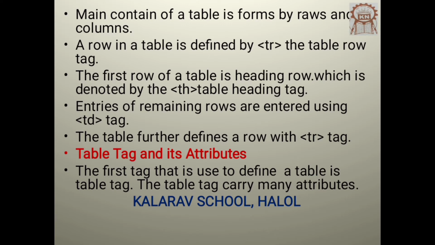Main content of a table is formed by rows and columns. A row in a table is defined by the tr table row tag. The first row of a table is the heading row, which is denoted by the table heading tag. Entries of remaining rows are entered using td tag. The table further defines a row with tr tag.